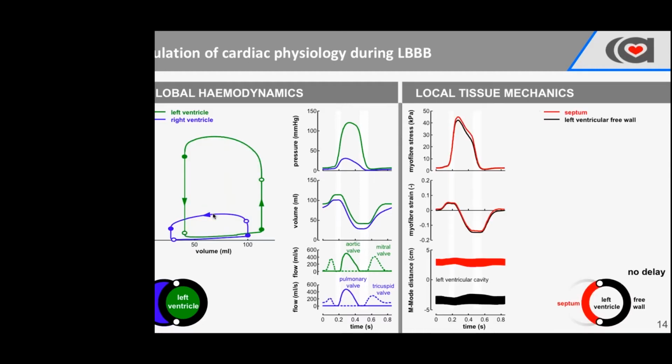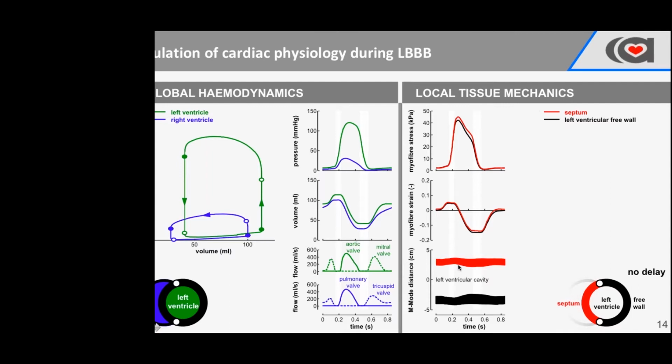Now, if you look at local tissue mechanics, and now we focus only on the left ventricle, with here the septum in red and the left ventricular free wall in black, you see that the myofiber stress of those walls follows more or less closely each other, and also the myofiber strain clearly resembles that of volume change because they're one-to-one related.